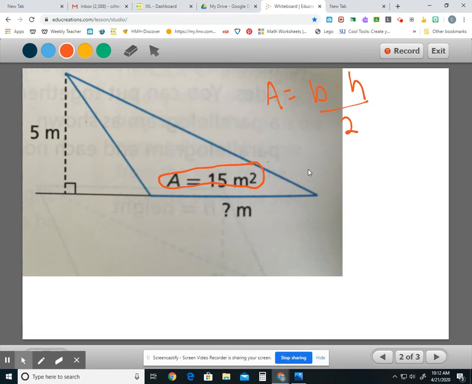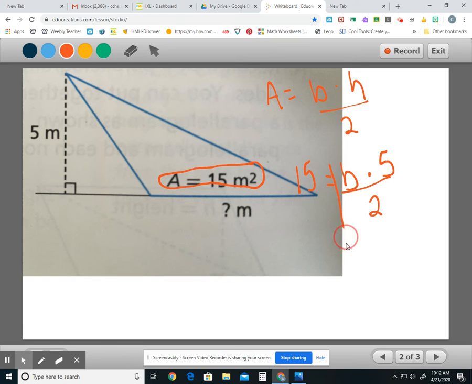I'm then going to plug in what I know. This time I know the area. So I know 15 is equal to, I don't know the base, that's the one I'm missing, the base times 5 divided by 2. And this is where I need to work inversely. I need to do the opposite of order of operations in order to solve this out. So the first thing I need to do is get rid of this dividing by 2. How do I get rid of that?